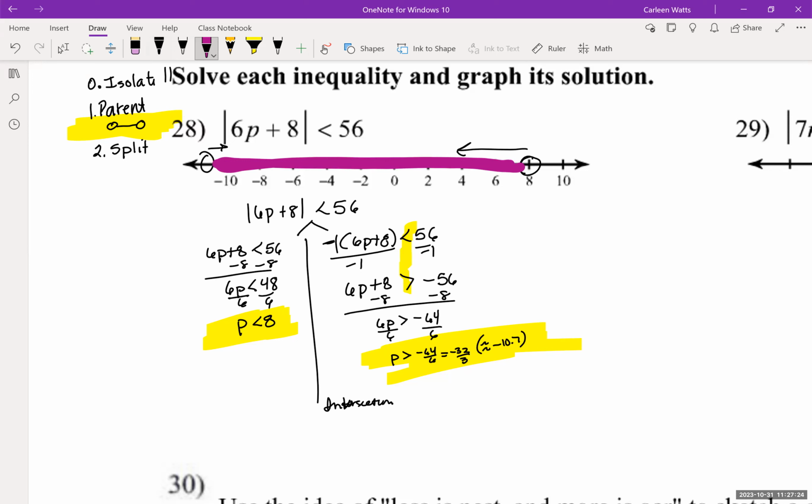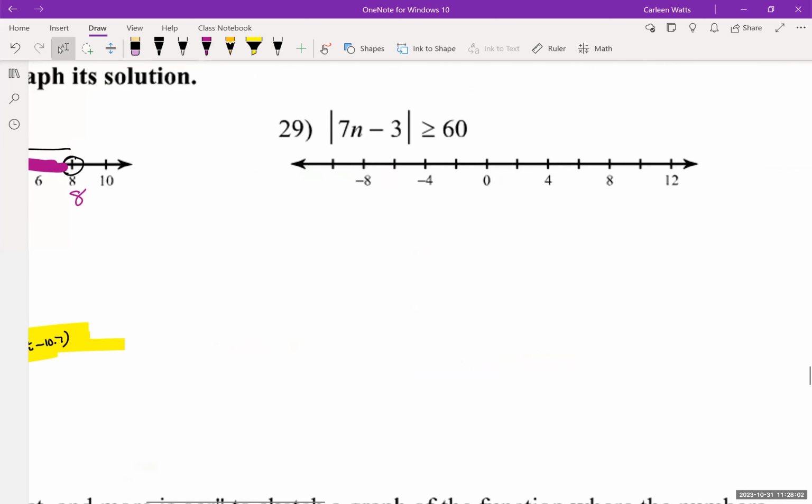So over here, we have negative 32 thirds, and over here we have 8. And it looks like a nest. Do we see the importance of predicting the parent graph? Otherwise, we got to talk about the idea of intersection versus union. We're not going to talk about that. We're going to talk about nest and ORs. Okay, 29.